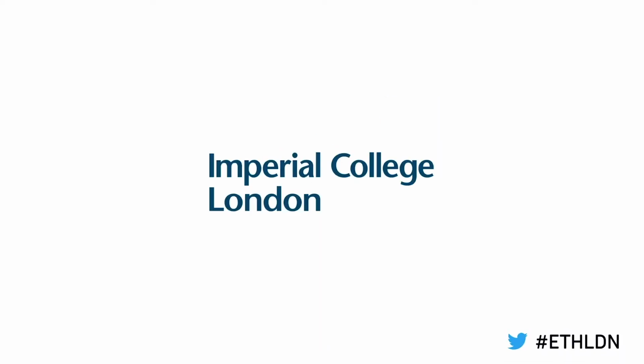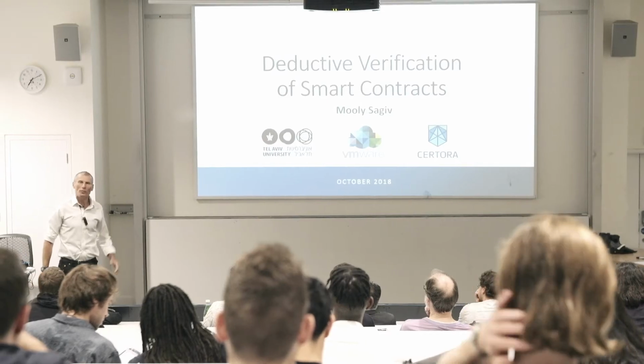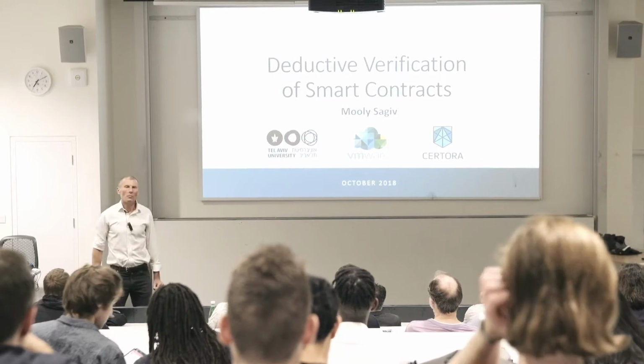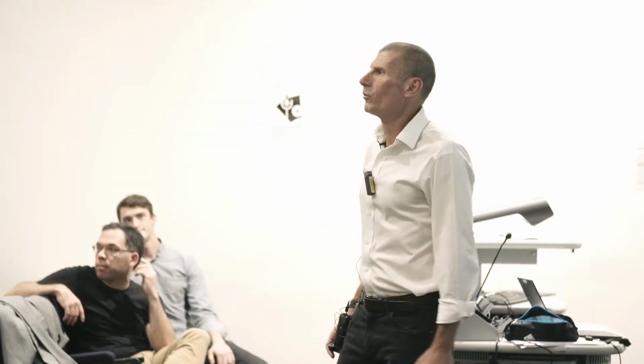I'm academic. I come from Tel Aviv University. Actually, I've been in Imperial many times. I have many colleagues here. I'm also a visiting researcher at VMware. And also we are starting a company called Certora. I'll tell you a little bit about it.